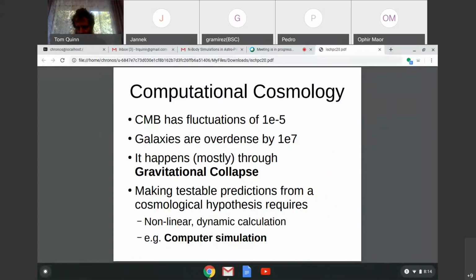That first map that I showed you of the cosmic microwave background pointed out is 1 part in 10 to the 5. Galaxies, like the one I showed you, are overdense by many orders of magnitude. This happens through the gravitational collapse of those tiny fluctuations into these massive overdensities. But this collapse is a very nonlinear, very dynamic phenomenon. And therefore, if you're going to make testable predictions, you're going to have to do a lot of computer simulation.